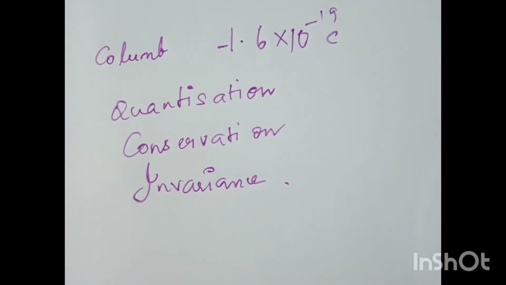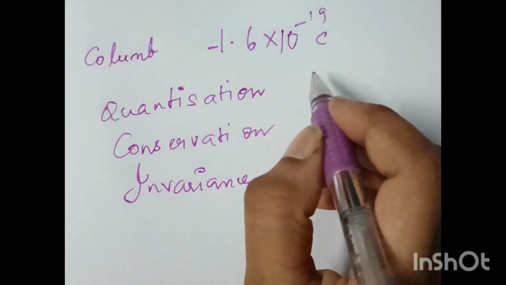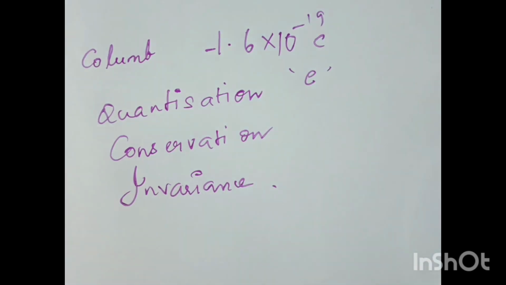And now we have to learn about the 3 important properties of electric charges: quantization, conservation, and invariance. Millikan's oil drop experiment and many other experiments have shown that in nature, charges are found to be made up of integral multiples of the smallest amount of charge. The smallest amount of charge is 1.6 × 10^-19 coulomb, and that can be denoted by e. That is the smallest charge ever known, and it is also the charge of an electron.